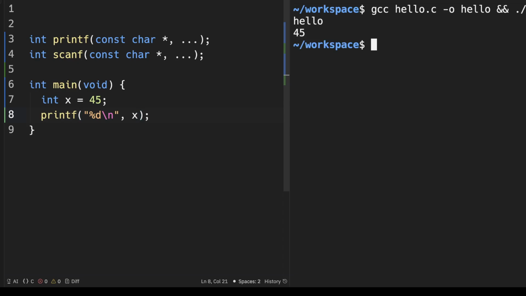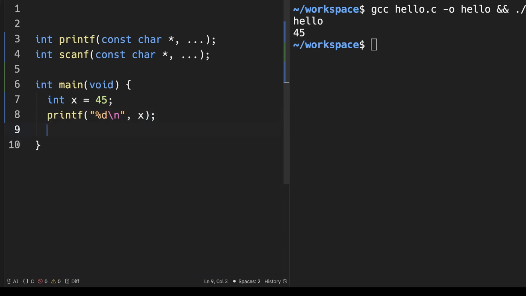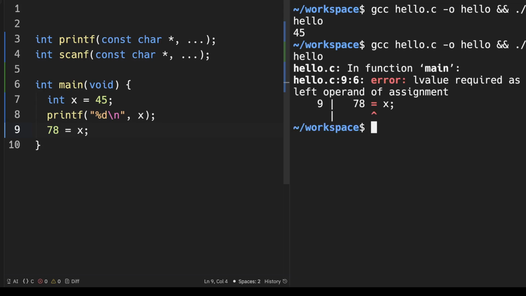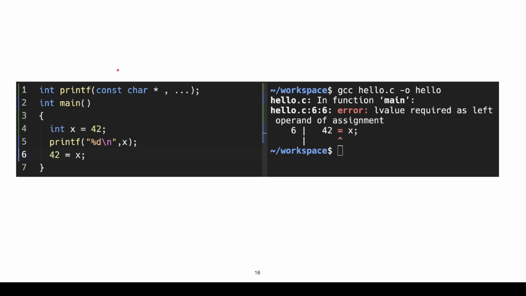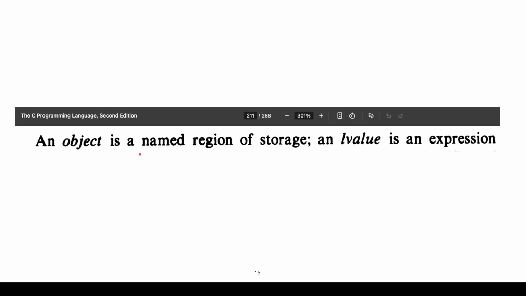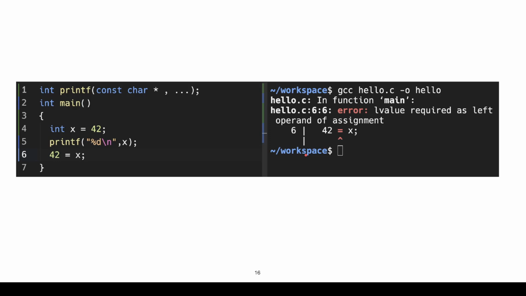This will print 45. But if I try to do something like this, say I write some number here and then write x, it is saying pick up the value x and store it in 78. Now 78 may not be a valid storage location. So if I try to compile this, you get an error: L value required as a left operand of the assignment. That means on the left side of an assignment there must be an L value, and this must be a valid object. A valid object means it should be a named region of storage. That's the idea of object in the C programming language.